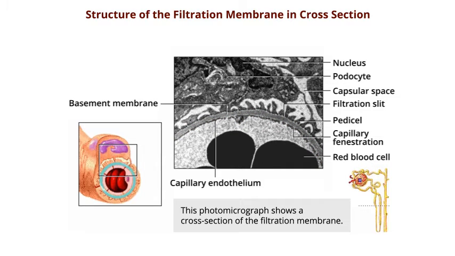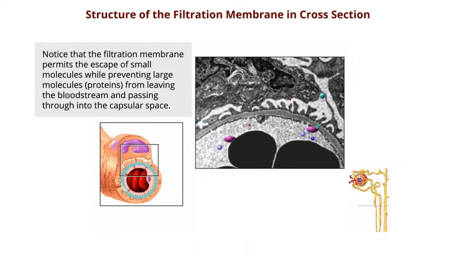Let's now see an animation of filtration. Notice that the filtration membrane permits the escape of small molecules while preventing large molecules, particularly proteins, from leaving the bloodstream and passing through into the capsular space. Continuing our tour of the nephron, we will now look at the proximal convoluted tubule on the small nephron to see the cells of that region.